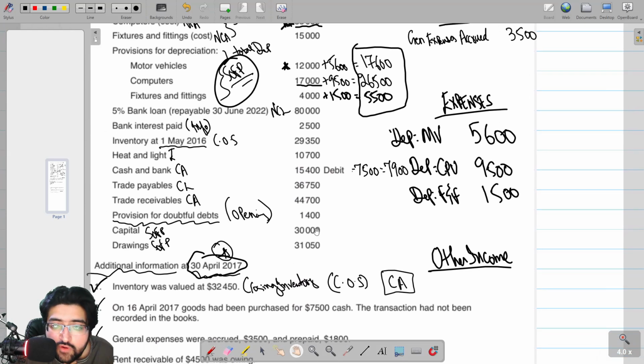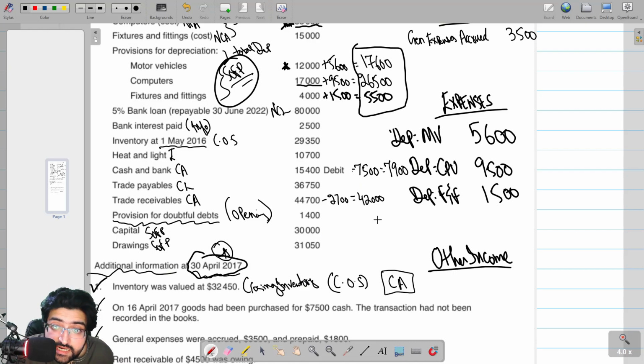So the value of trade receivables is 44,700. Subtract 2,700 from this. 44,700 minus 2,700, 42,000. This is the value of my trade receivables.